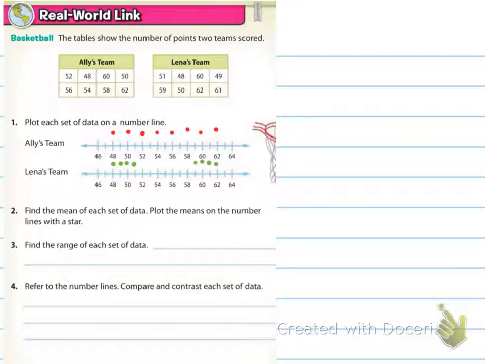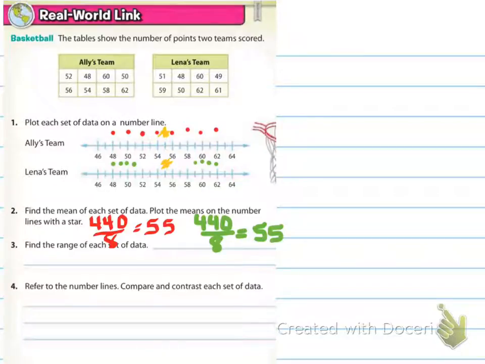They want us to find the mean of each data set and then plot those means on the number lines with a star. So go ahead and pause the video now. I'd like you to find the mean for both Allie's team and Lena's team. All right, what I found was when I added up all the numbers for Allie's and Lena's team scores, both of them had 440. And so I divided by 8 because they both had 8 values. And that mean ended up being 55 for both Allie's and Lena's teams.